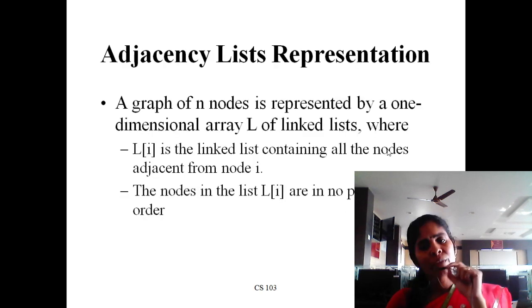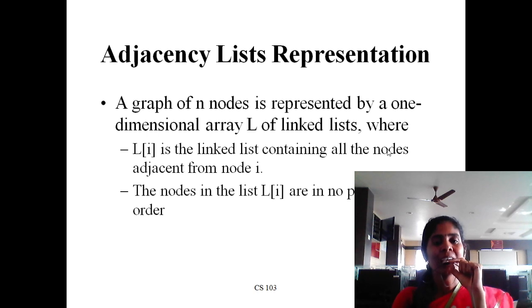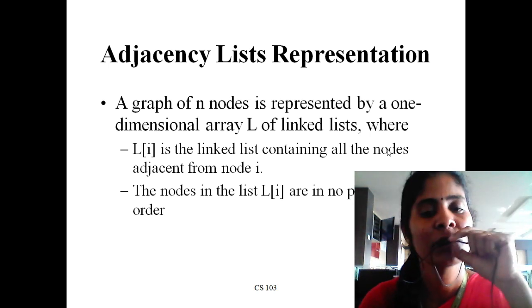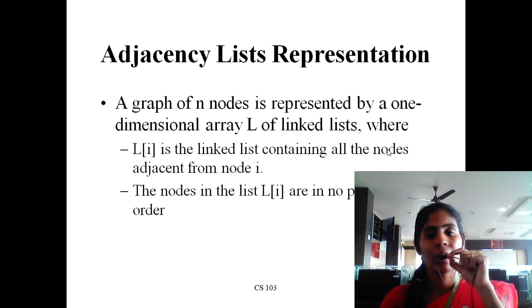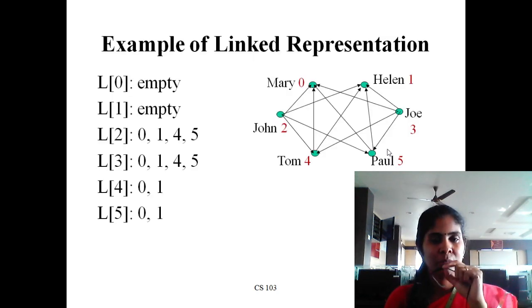And what is another way of representing the graph? That is the adjacency list representation. We are going to represent the nodes by using a linked list. We already know about linked lists. A linked list has two parts: one is the data part, another is the link part. We use a one-dimensional array to represent the nodes available in the graph. This example shows how the representation is done.